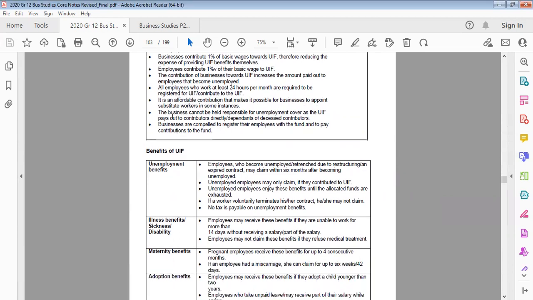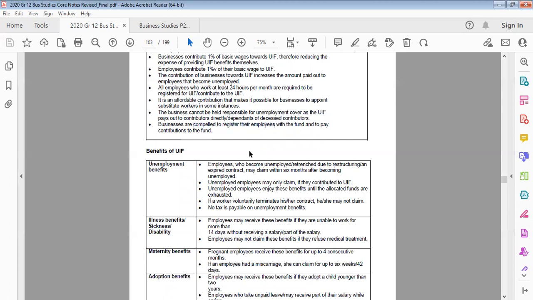And the business cannot be held responsible for unemployment cover, as the UIF pays out the contributors directly, or dependents of deceased contributors. Last one, businesses are compelled to register the employees with the fund and to pay contributions to the fund. Compelled to register.